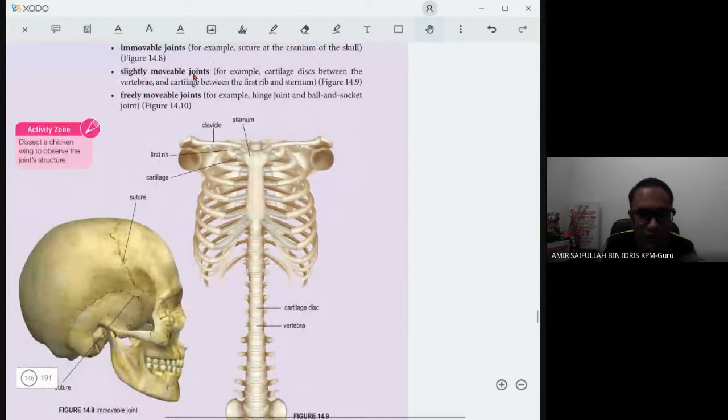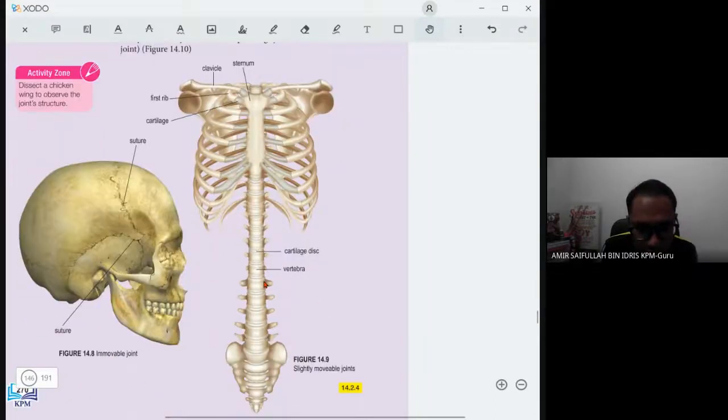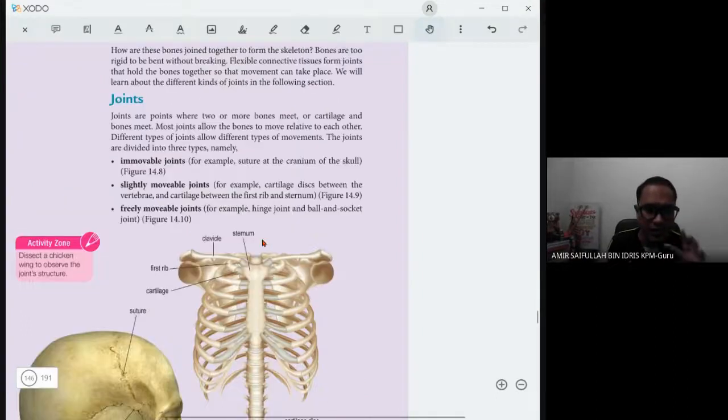Next, you have slightly movable joints, for example, cartilage discs. In the vertebral column, we have the lumbar, cervical and thoracic vertebrae. Between all these vertebrae, there is a white thing called the cartilage disc. The cartilage allows our bones to move, so our backbone can move a bit, but only very slightly. There is also a cartilage disc between the vertebrae, and cartilage between the first rib and the sternum.